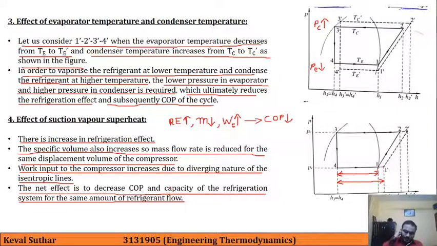However, still this is beneficial because it has been ensured that the entire compressor will be functioning in vapor region only. So there will not be any kind of damage to compressor, which happens in case of wet compression.